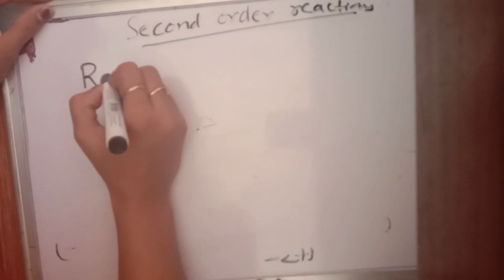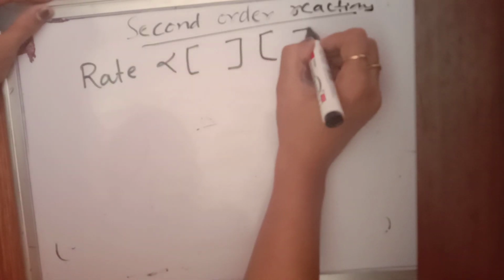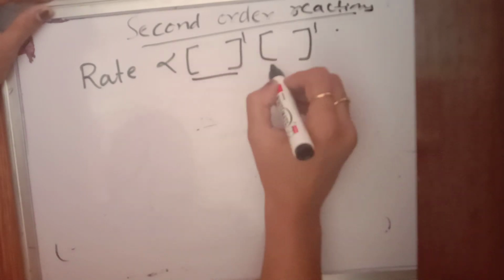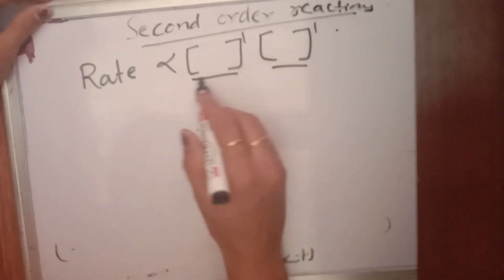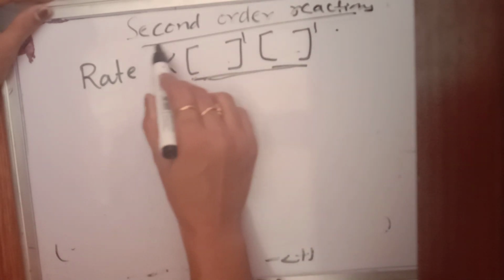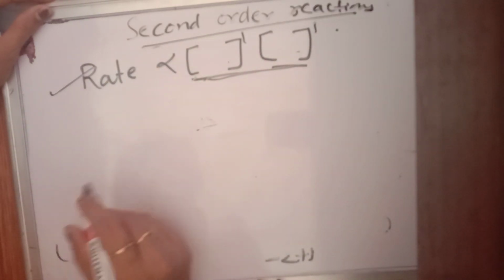It is a reaction in which the rate depends upon two concentration terms. Only then the order will be 2. These concentration terms can be of the same reactant or different reactants, that is the different thing. The rate will depend upon two concentration terms in a second order reaction. So we are going to discuss this type of reactions.